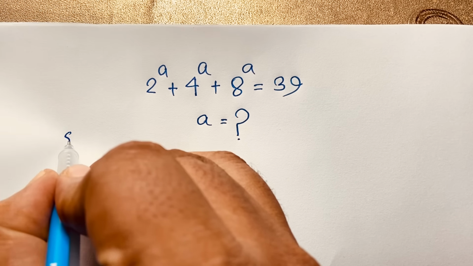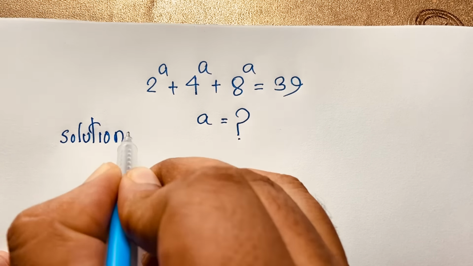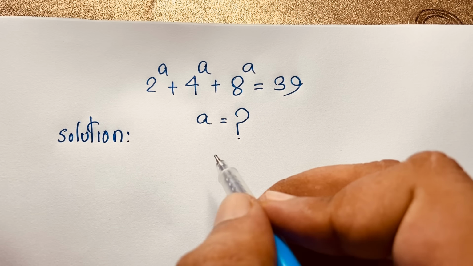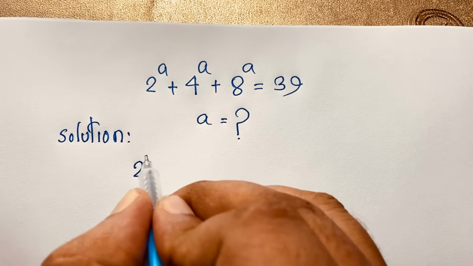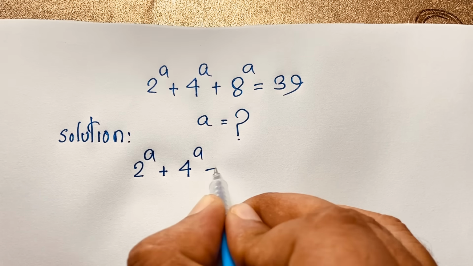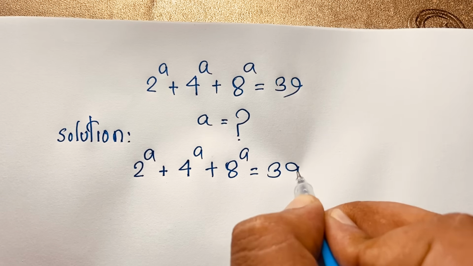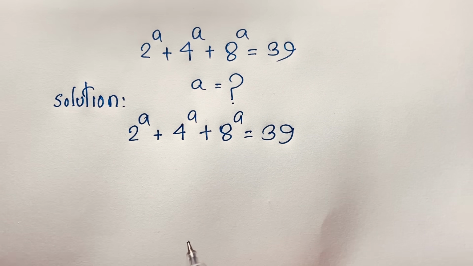So, our math solution. I solve this question with an easy method. First of all, here is 2 to the power a, and this is 4 to the power a, and this is 8 to the power a is equal to 39. This is our question. Here a is equal to what?